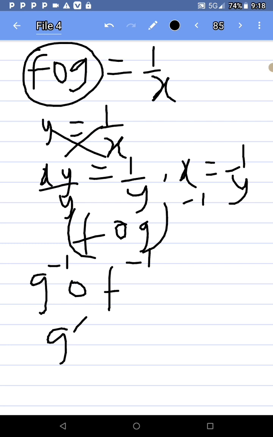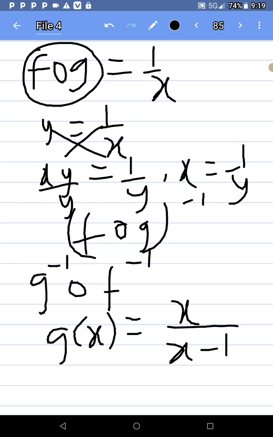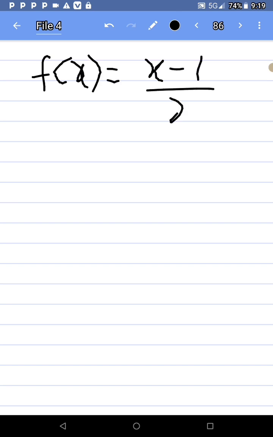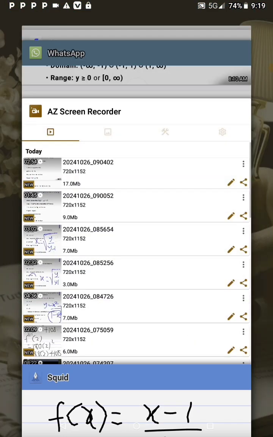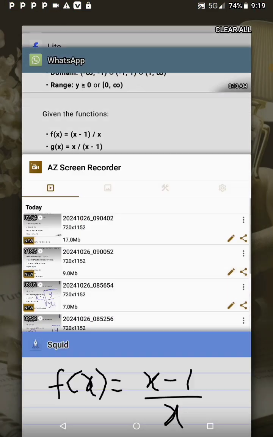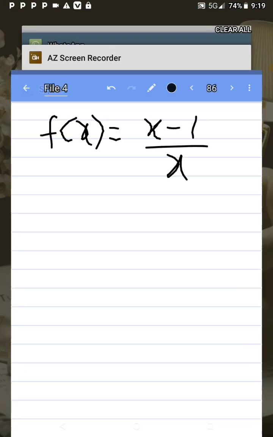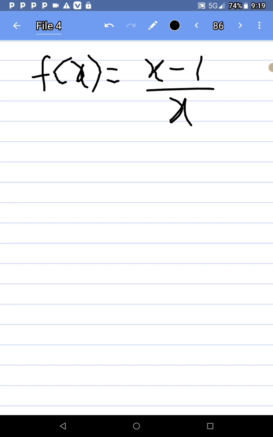Our g of x is x over x minus 1, and our f of x is x minus 1 over x. I believe I picked the right thing. So what do we need to do? Let's find the inverse of the two, and then let's run their composition.